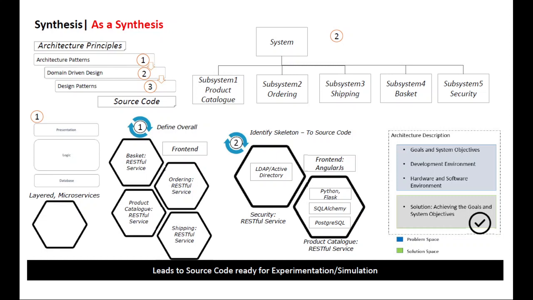For example, in the case of an online retail store, it could be about product catalog, ordering, shipping, basket, security as subsystems. So then we go about iterating on this and trying to define the service elements, the front end elements like shipping service, and then the according front end elements. Then we also go about trying to map it with the technologies and then arriving at a skeleton.